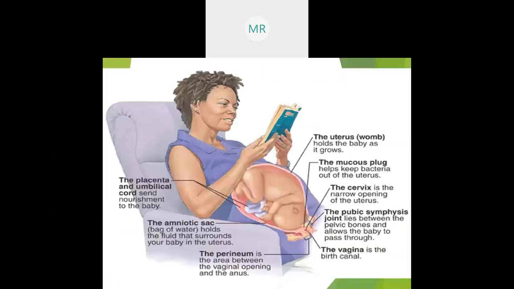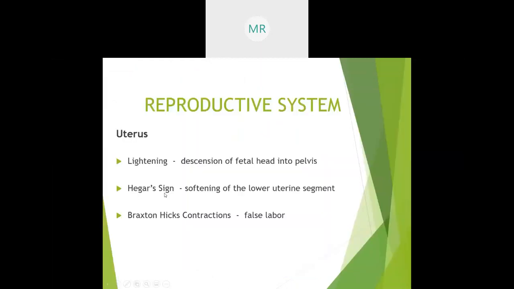Here is a visual of what is going on, all the different things that we are talking about, since we are going to talk about the reproductive system. We've got the uterus, mucus plug. We're going to talk about the cervix, the symphysis pubis that we keep talking about, which is right over here. It lies between the pelvic bone and allows a baby to pass through. The vaginal canal, the perineum, the amniotic sac, the placenta, and the umbilical cord. We're talking about normal physiologic changes with the reproductive system.